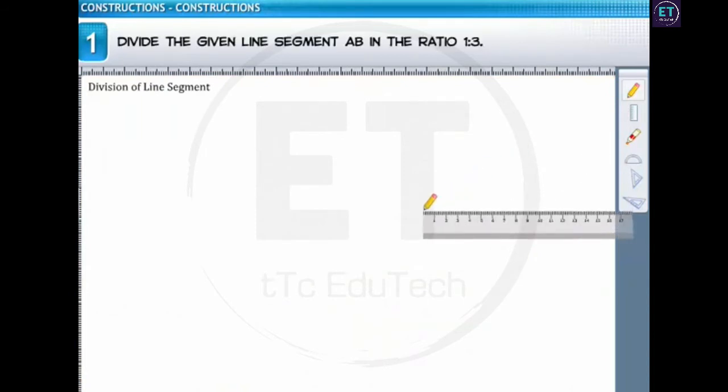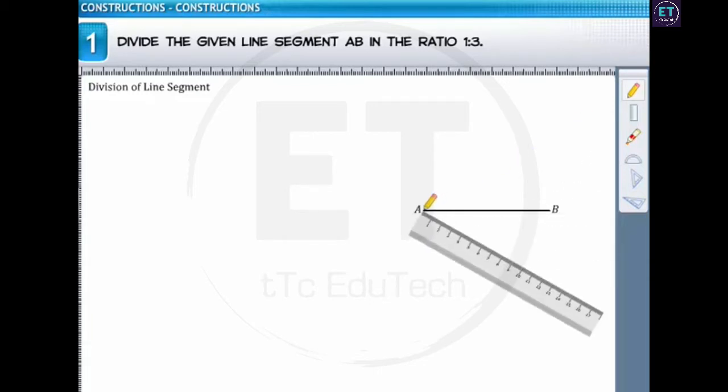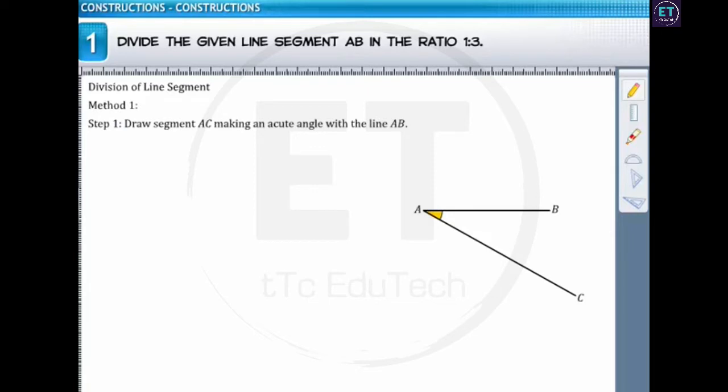We'll start with the construction that divides a given line segment in a specific ratio. The given line segment is AB, and we'll divide it in the ratio 1:3. There are two ways of doing this. Using the first method, as step 1, draw a segment AC of any convenient length, making an acute angle with a given line segment AB.